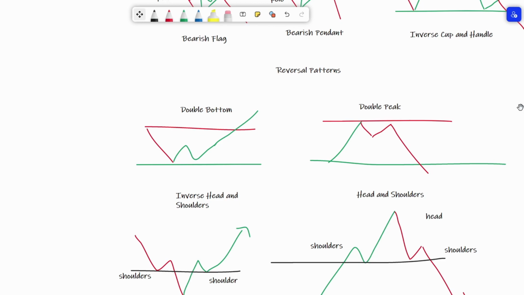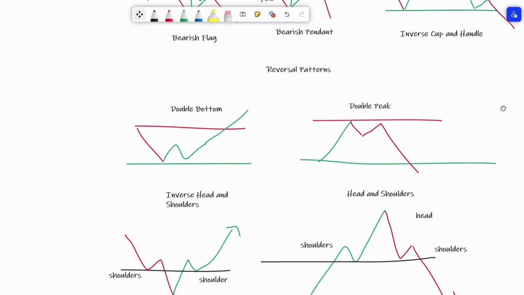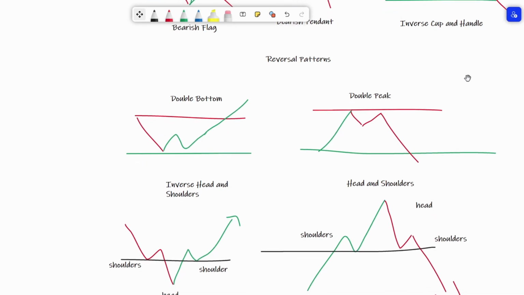Alright, so lastly we have our reversal patterns, which are very important to know. I mean, all of these patterns are quite important to know, but reversal patterns will tell you when you can expect the price to go back up again or when you can expect it to go down again. So the first one I like to look at is the double bottom. Now this one is incredibly easy to spot.